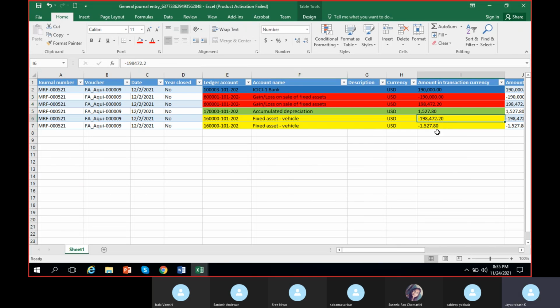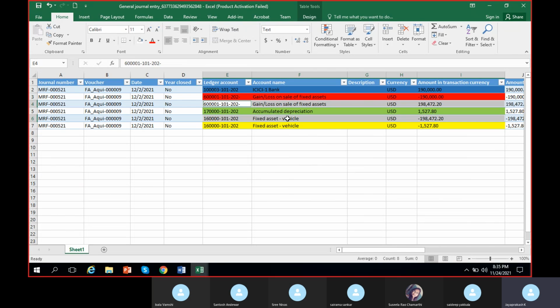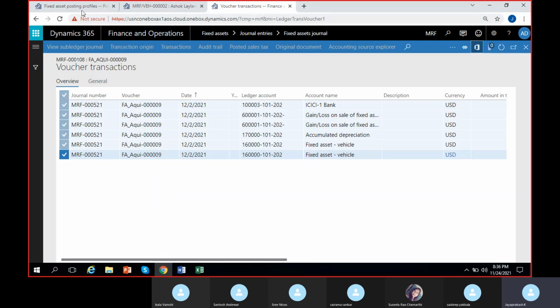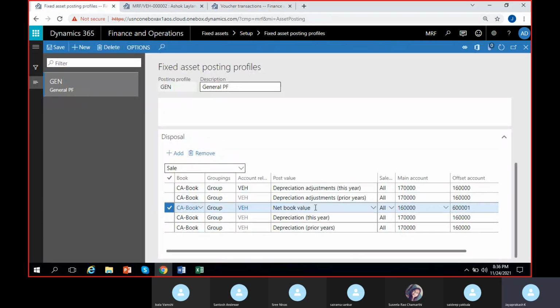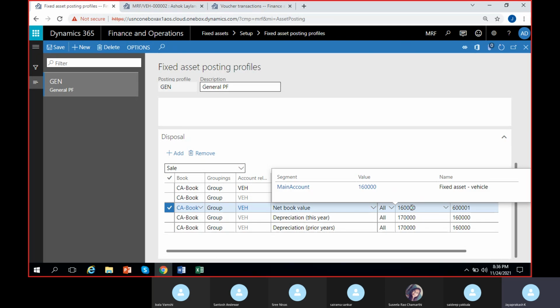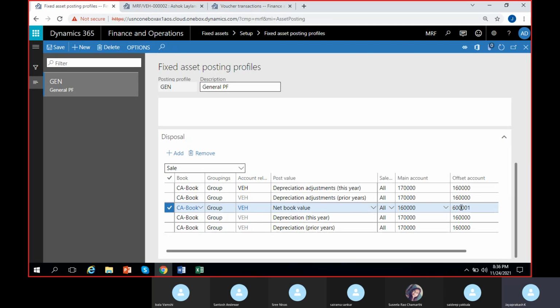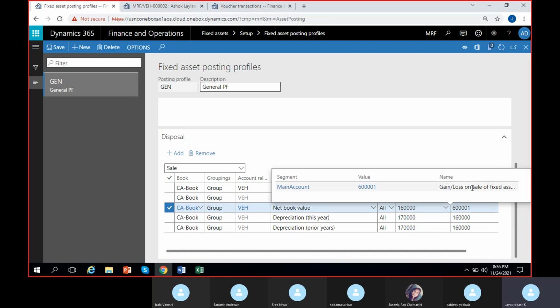So to be frank, to explain properly, this one and this one are both one voucher. So gain or loss on sale of fixed asset account 1,98,472.20. Fixed asset vehicle account 1,98,472.20. This is coming from the net book value posting profile. Here in the net book value posting profile, what you have given is this asset account here and the offset account here, gain or loss on sale of fixed asset account.